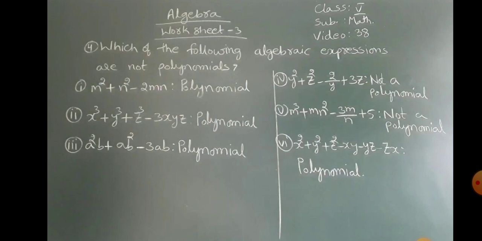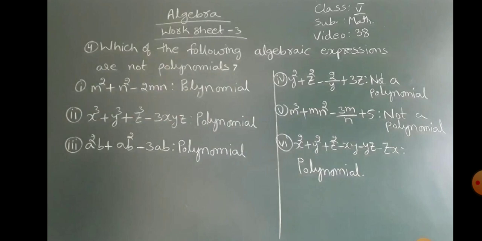But coming to the fourth one, in the third term you see 2 by y. The expression is y square plus z square minus 2 by y plus 3z. In this expression, the third term is 2 by y. So the variable y is in the denominator. That's why this expression is not a polynomial. In the same manner, the fifth expression also contains a variable n in the denominator, in the third term. That's why it is also not a polynomial.